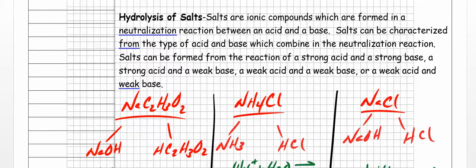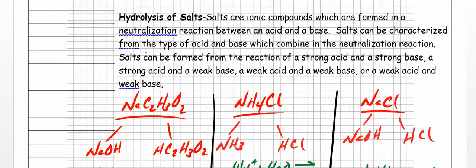All right, I just want to go over this slide, just take a few notes here. Hydrolysis of salts. It says salts are ionic compounds which are formed in a neutralization reaction between an acid and a base, right? So we talked about salts and how they are formed from an acid and a base. When you put an acid and a base together, you get a salt and water. So I want to talk about those salts now and how we can determine their pH, or at least estimate their pHs when they undergo something called hydrolysis.